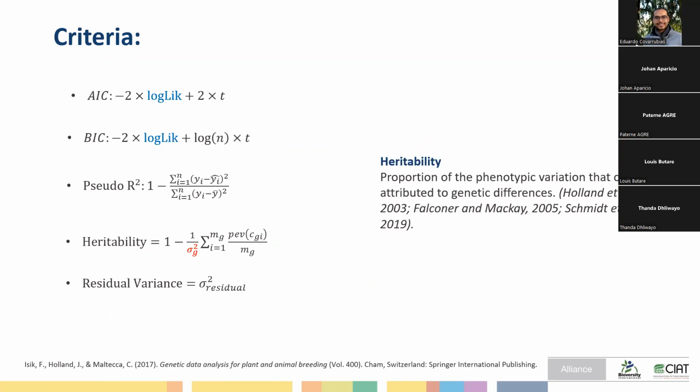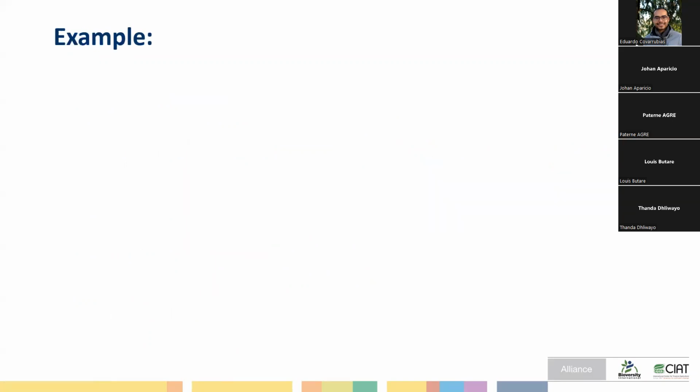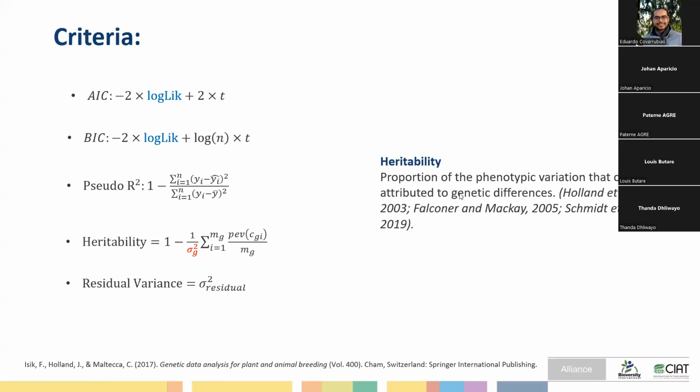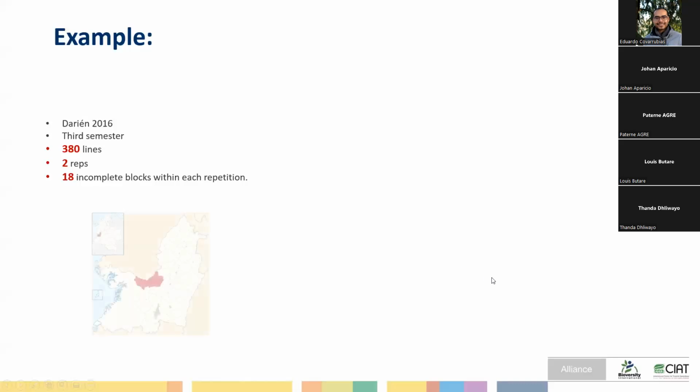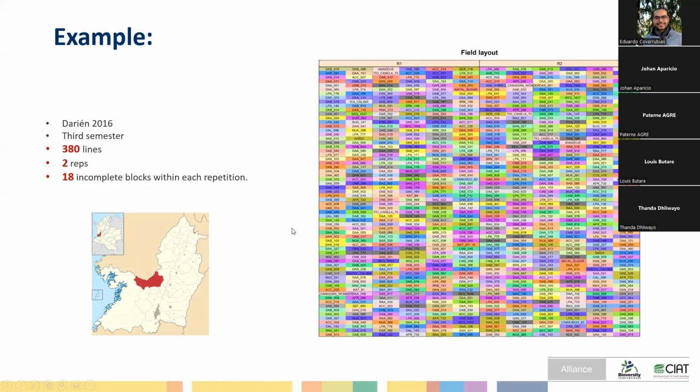There are different criteria to compare these: AIC, BIC, R-square, heritability, residual variance. We can use them for comparing different models. For example, heritability is a good way to compare different models, because it tells us about the proportion of the phenotypic variation that can be attributed to genetic differences. And this is an example that I'm going to show you.